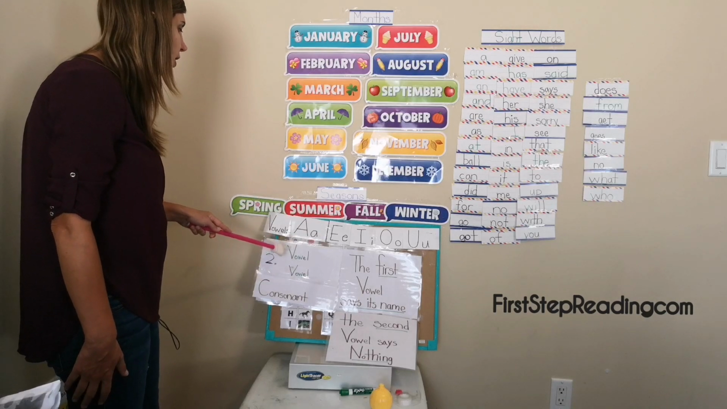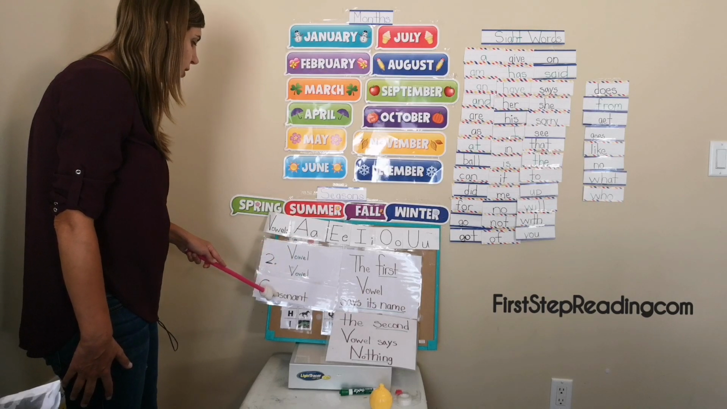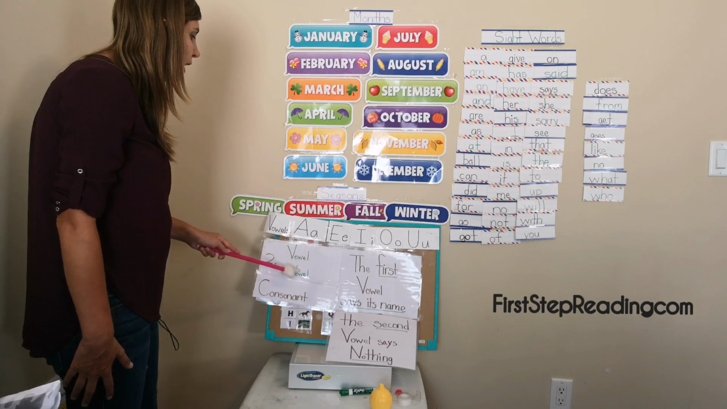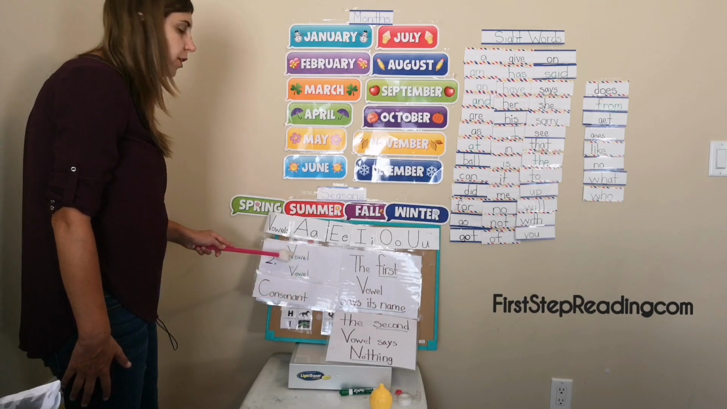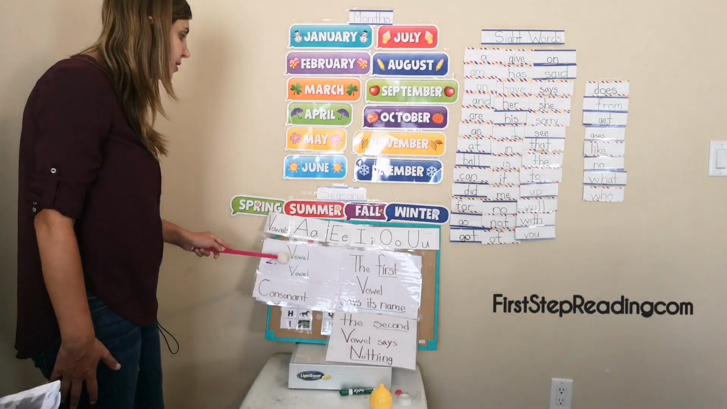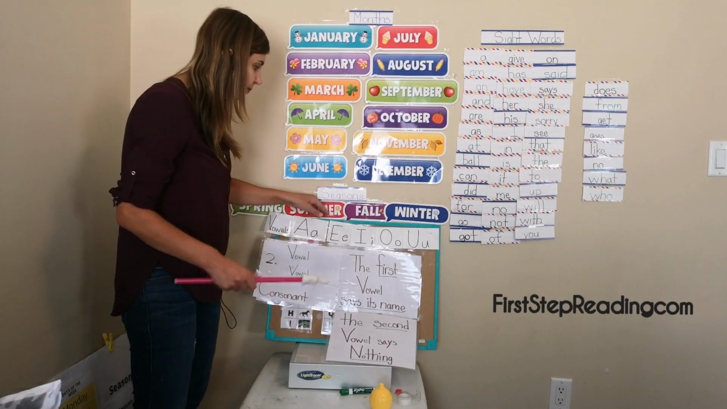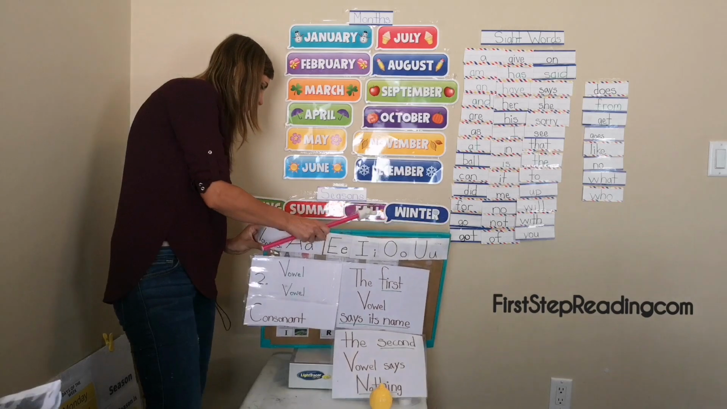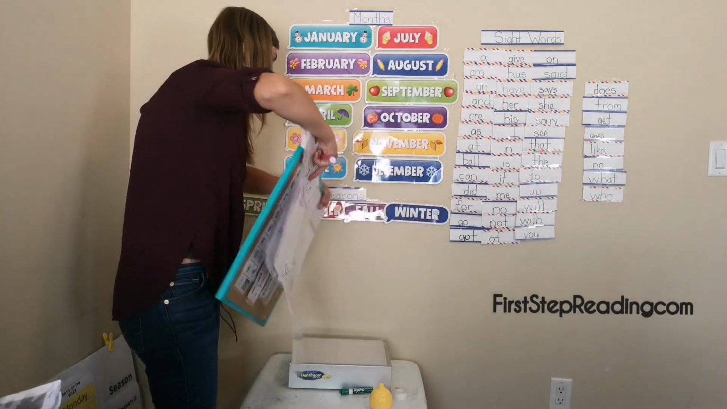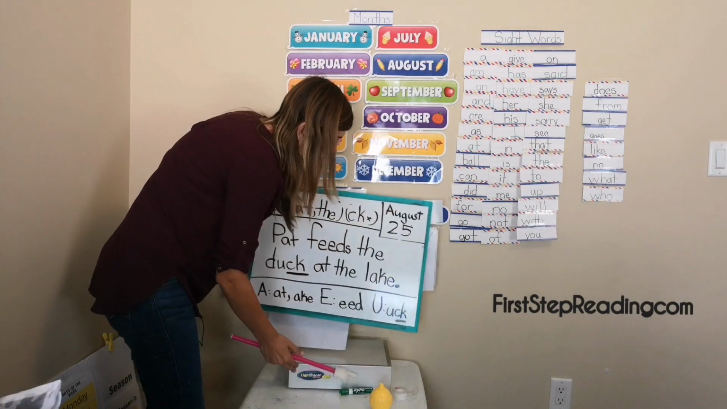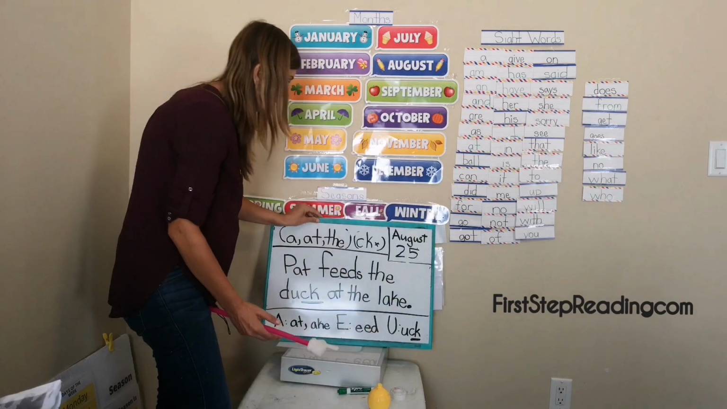So let's sing this song. Vowel, vowel, consonant. Vowel, vowel, consonant. The first vowel says its name, E. The second vowel says nothing. Okay? And here is our long vowel and review sentence for today.